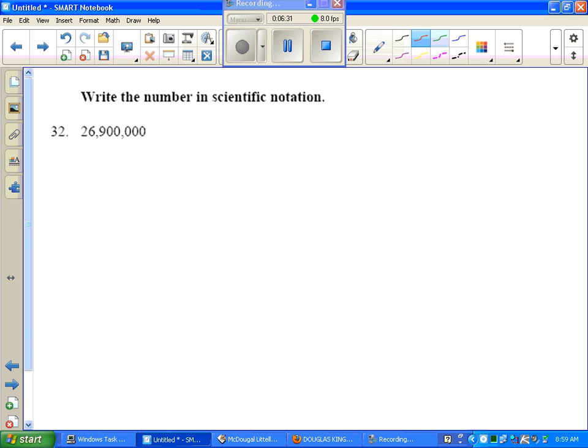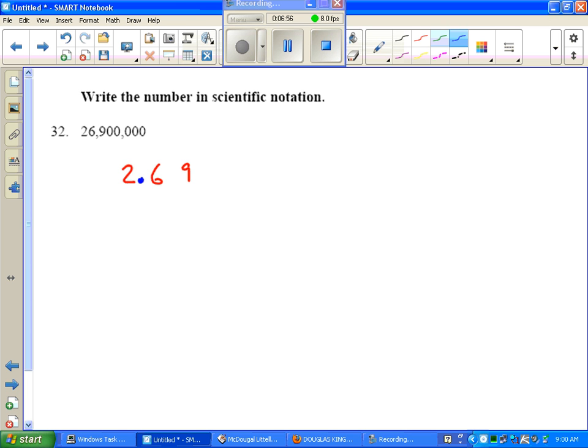Thirty-two says write the number in scientific notation. Remember, scientific notation needs to be from numbers 1 through 10. It's got to be from 1 through 10. So 26,900,000 is way too big. And you can't move the numbers. All you can do is put the three numbers 2, 6, and 9 and find out where the decimal is going to be in regards to those. The only spot it can be is right here.